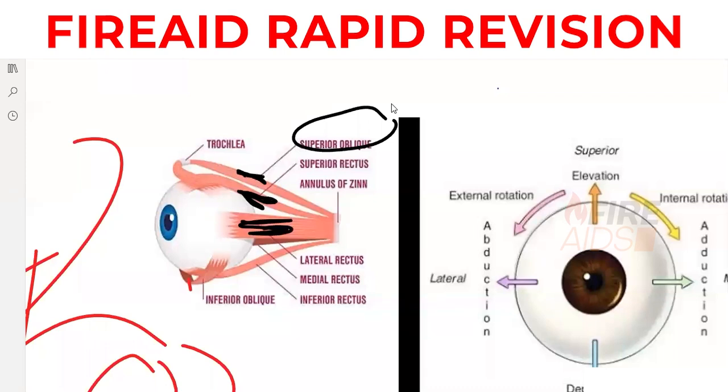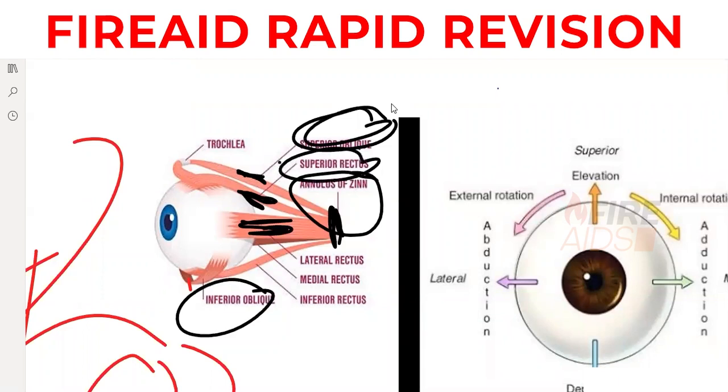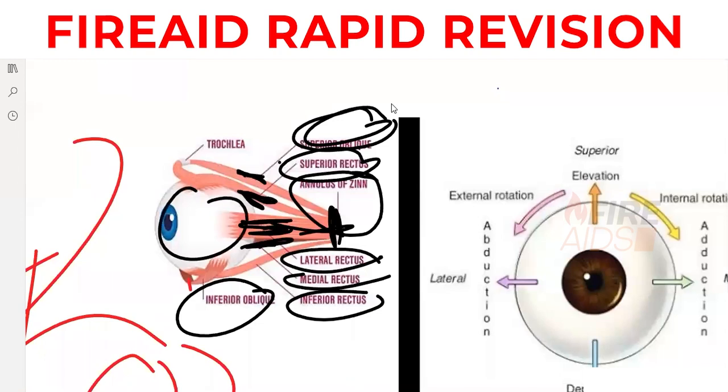Then they all join at a place called the annulus of Zinn. That itself is an MCQ. So the annulus of Zinn is the place where all of them connect. Superior oblique, superior rectus, inferior rectus, lateral rectus are here. The medial rectus is on the other side that we are not able to see. This makes the eye move in whatever direction the eye wants to move.